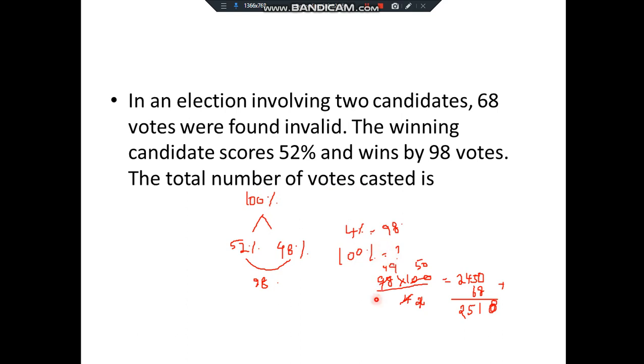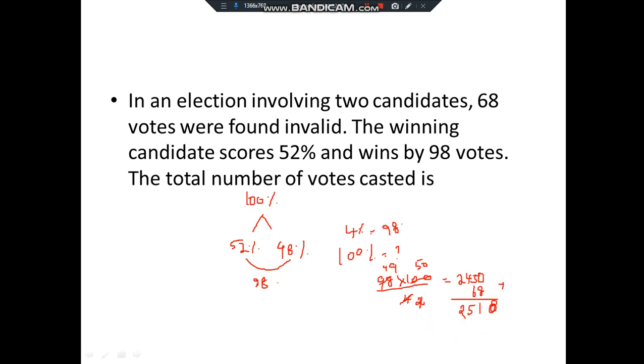Okay, so on simplifying, you get it as 2450, and they have given us 68 votes were found invalid. So add 68 because we have to find the total number of votes cast. It includes valid votes and invalid votes. Okay, so the total is 2518. Try this question by yourself.